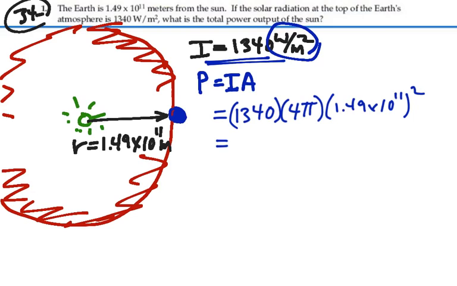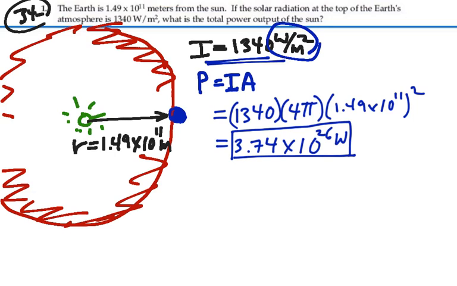I get 3.738, we'll say 3.74 times 10 to the 26, and that will be watts, joules per second. So that's the power output of the Sun based on what we're receiving at our distance from the Sun at 1.49 times 10 to the 11 meters. 3.74 times 10 to the 26 watts.